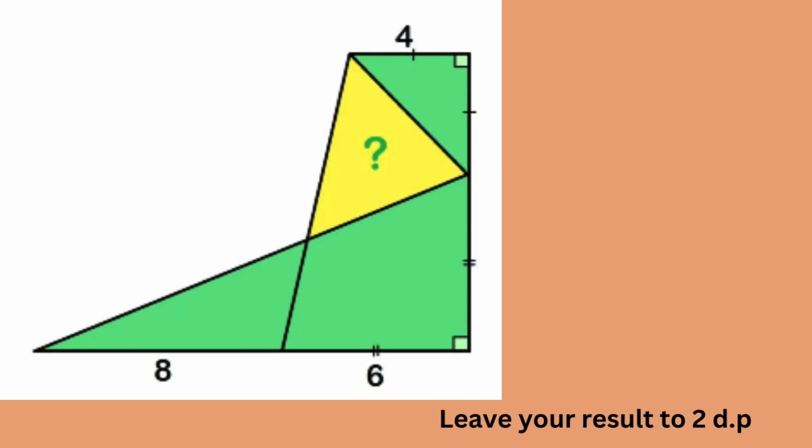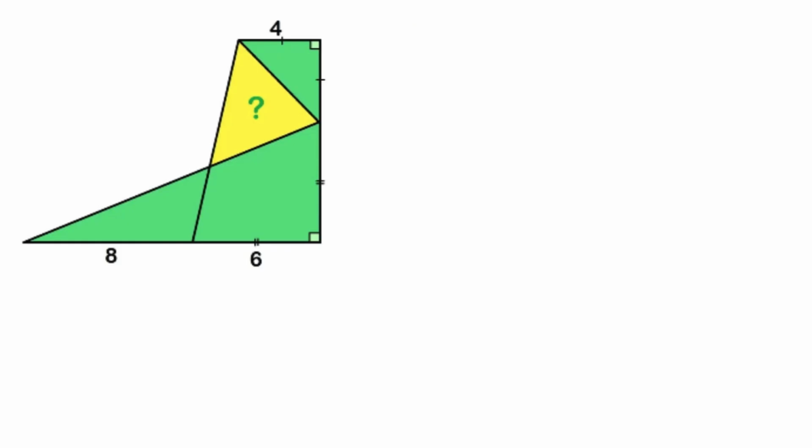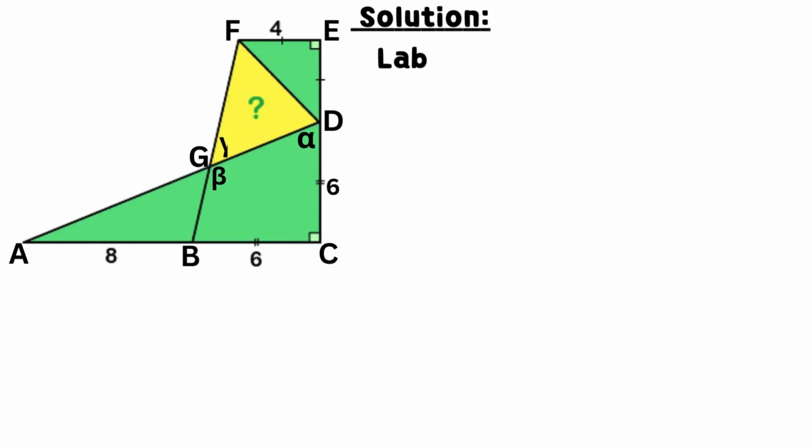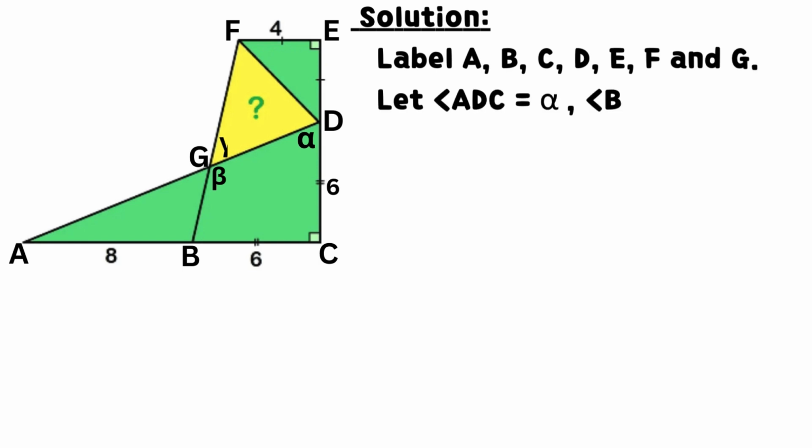What is the area of the yellow region? Label A, B, C, D, E, F, and G.